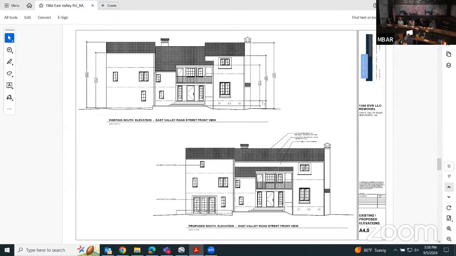So what would you like to do? Bring it back to the full board? Yeah, I think so. Robert? Yeah, so we can schedule it for preliminary final to the full board, but I personally have some really big concerns about the roof. You probably would not get my vote on it, but other people might support what you're doing.